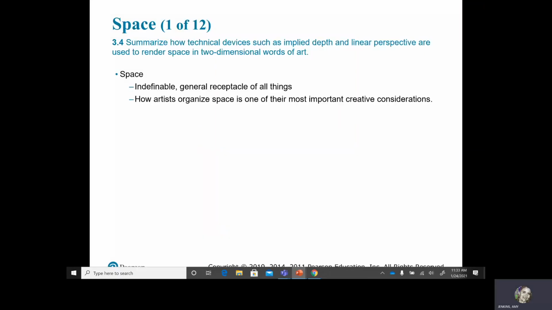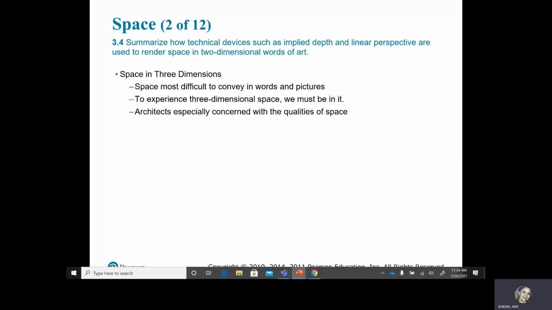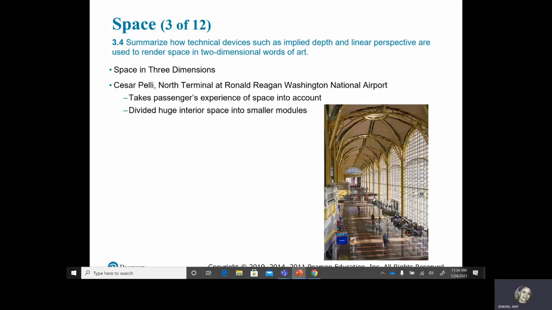Space. Indefinable, general receptacle of all things. How artists organize space is one of their most important creative considerations. Space in 3 dimensions. Space is most difficult to convey in words and pictures. To experience 3D space, we must be in it. Architects, especially, are concerned with the qualities of space. We have space in 3 dimensions here.